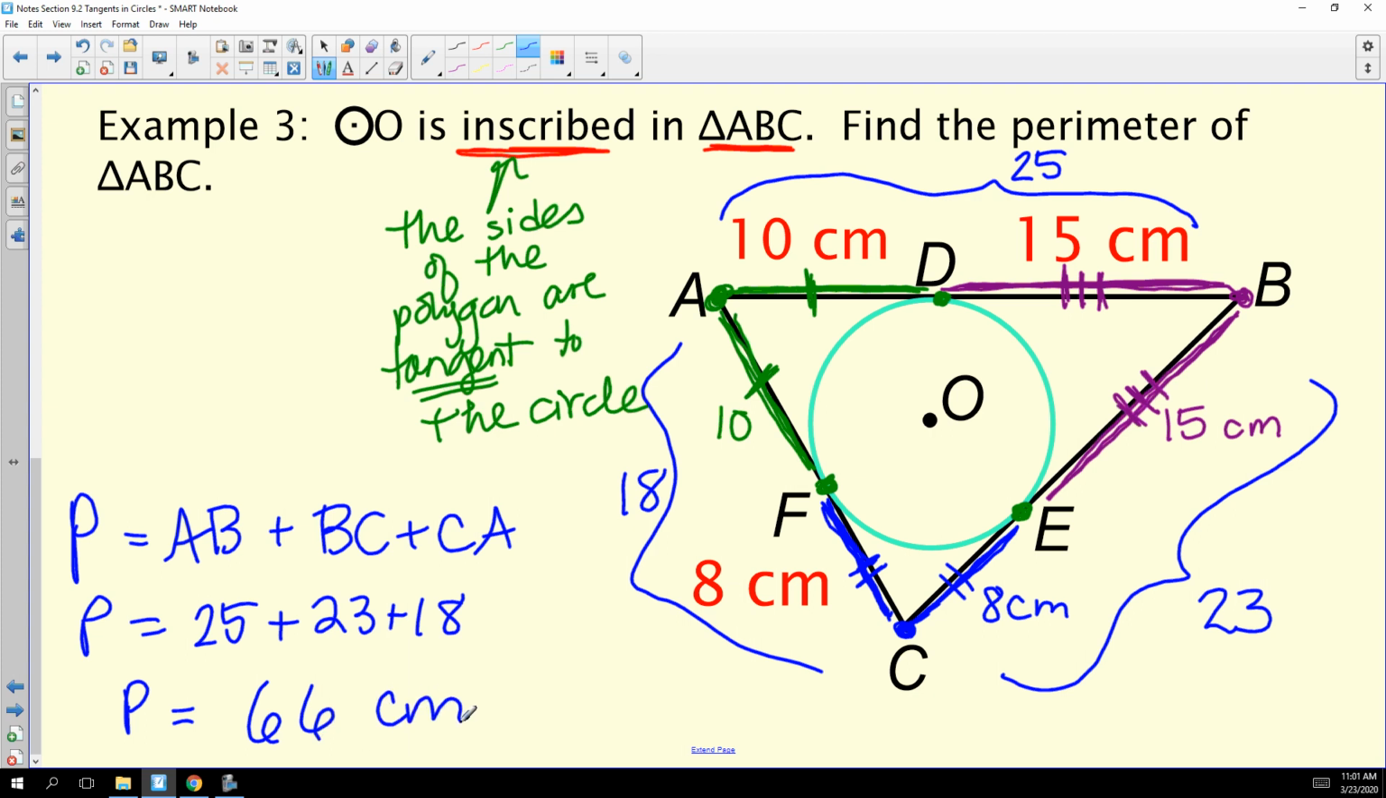You can correct me if I'm wrong, please. Definitely, if you find mistakes in the notes, then you need to check it and make sure that you let me know if there needs to be a correction. But the perimeter should be 66 centimeters.